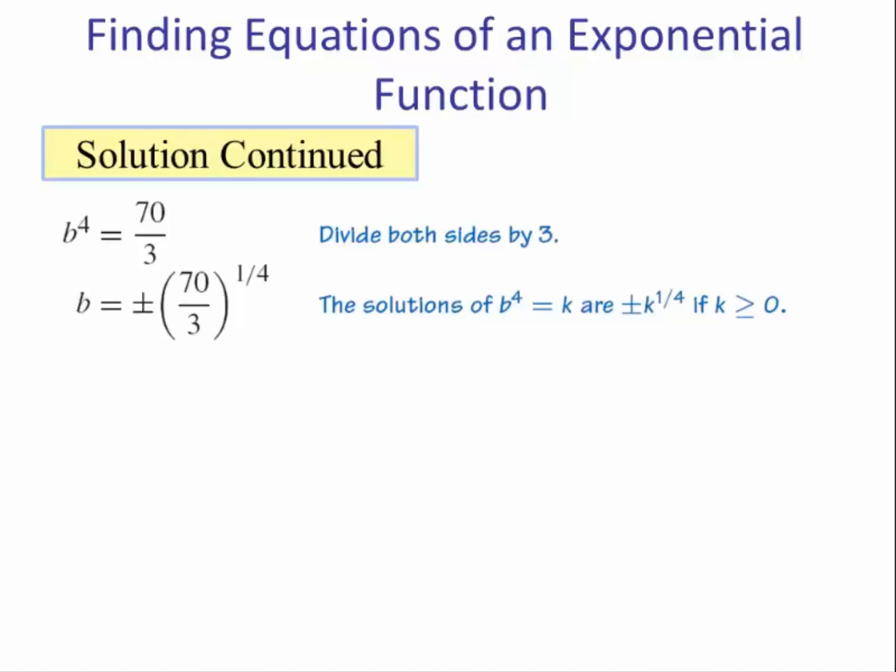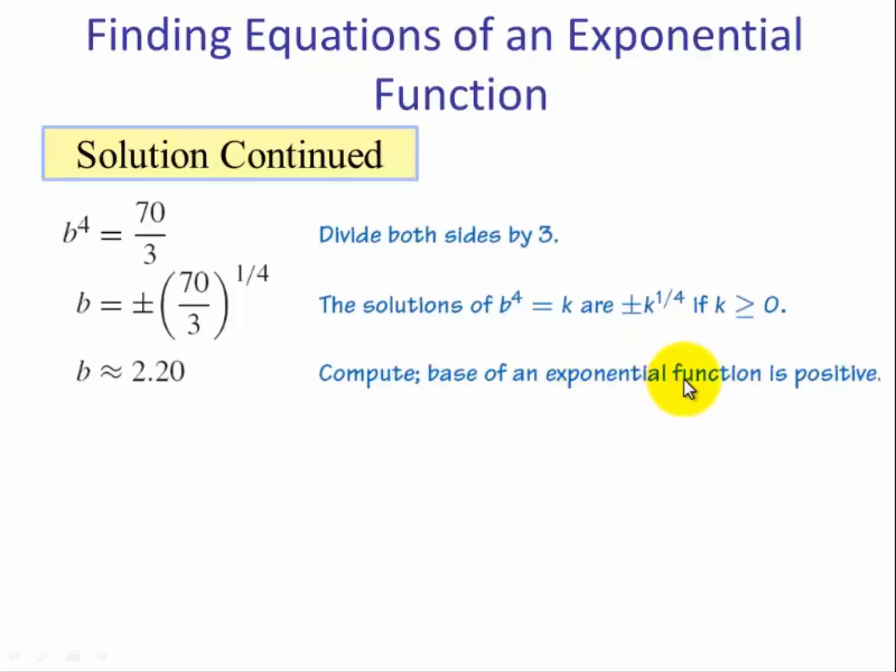Take the fourth root of 70 divided by 3 and add our plus or minus. We have the solution b equals plus or minus 2.20. Now, because in exponential functions the base is always positive, we only need to write down the positive solution, 2.20. In an exponential function, the base cannot be negative. So we have our equation, y equals 3 times 2.20 raised to the x power.